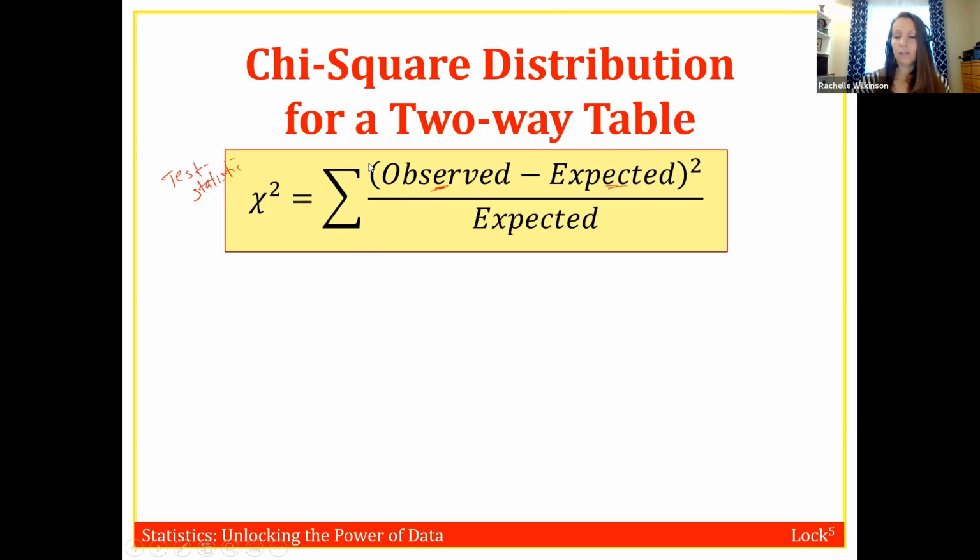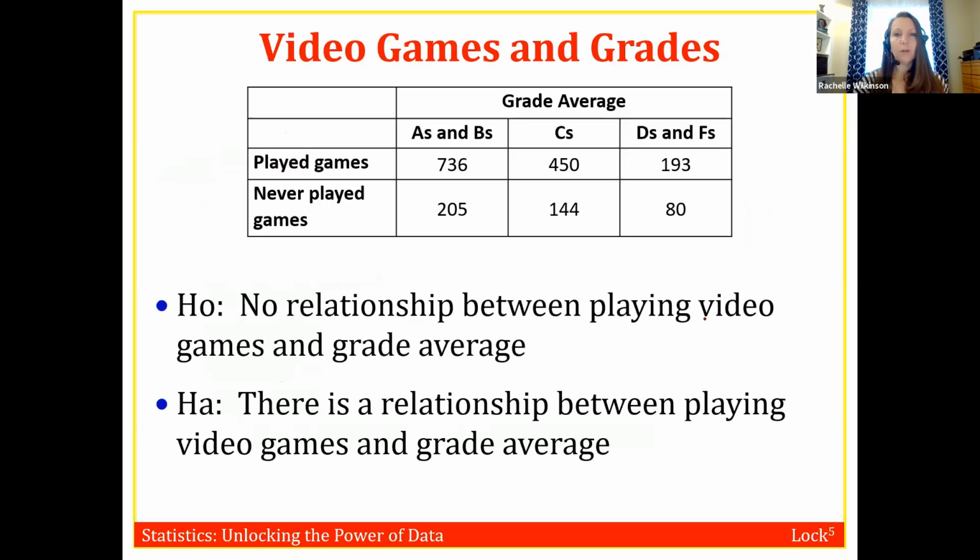This funky looking symbol here is a summation sign, which just means that we're going to add them all up. For each cell in our table, we're going to do this computation: observed minus expected, squared, divided by expected. Sometimes people like to shorten it to O minus E squared over E, as long as you know what the O and E stand for, observed and expected. When we look at our table, we're going to call it an R by C table. R is the number of rows and C is the number of columns.